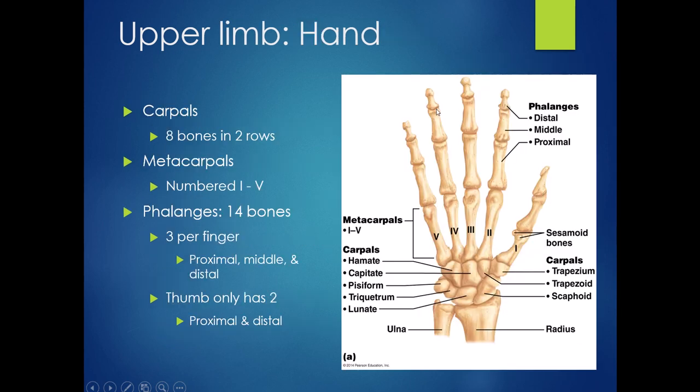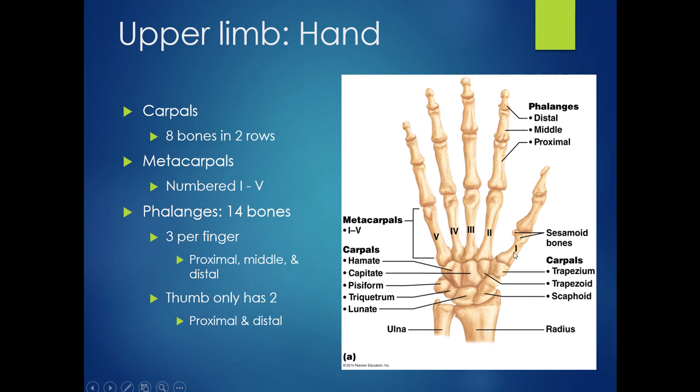If we look at the bones of the hand, you'll see 8 carpals in 2 rows. The best way to remember them is to do one of those mnemonics. The first row, we have the scaphoid, the lunate, the triquetrum, and then the pisiform. And then in the second row, we have the trapezium, the trapezoid, the capitate, and the hamate.